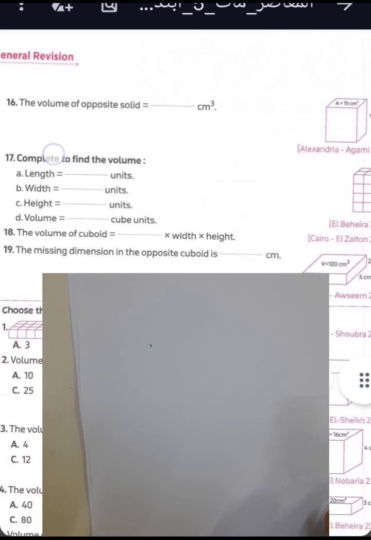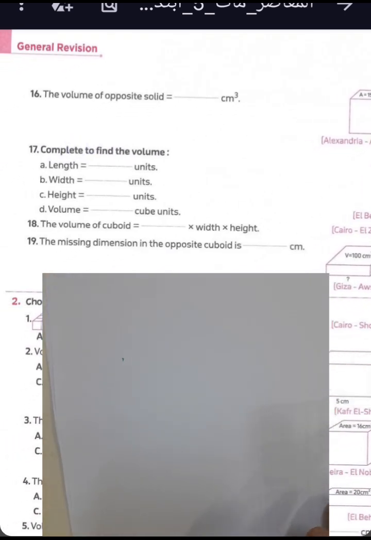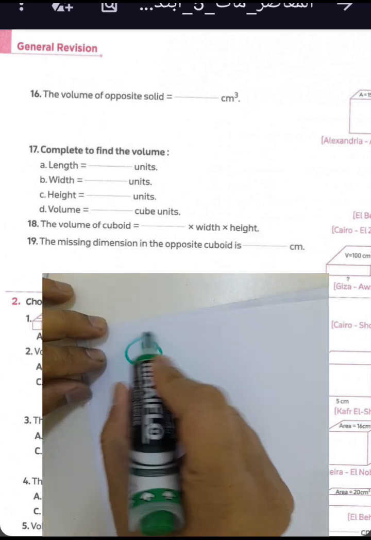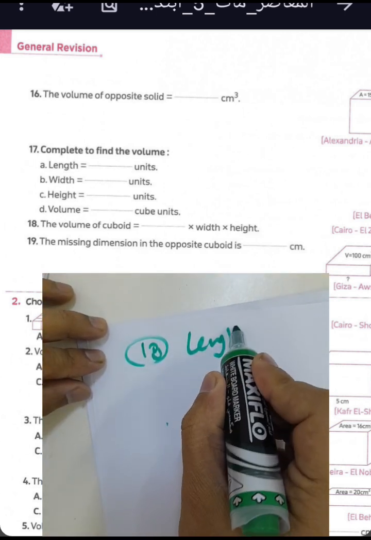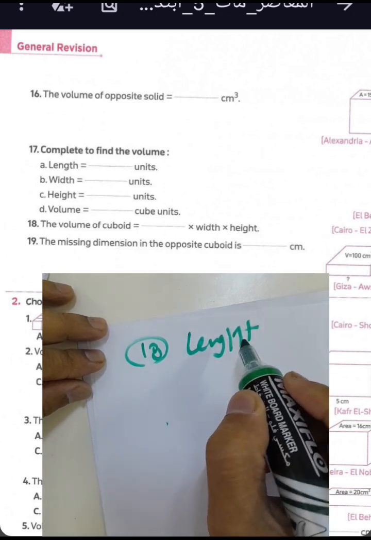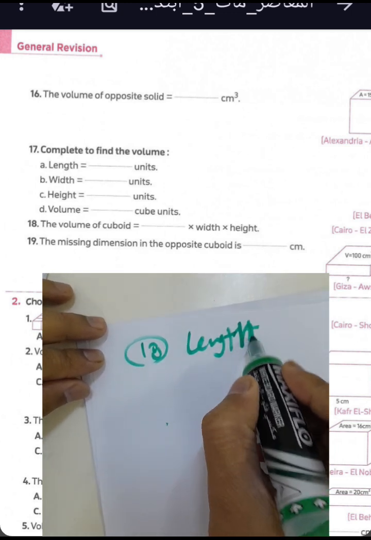Question 18. The volume of a cuboid equals length times width times height. Question 18. Write length.